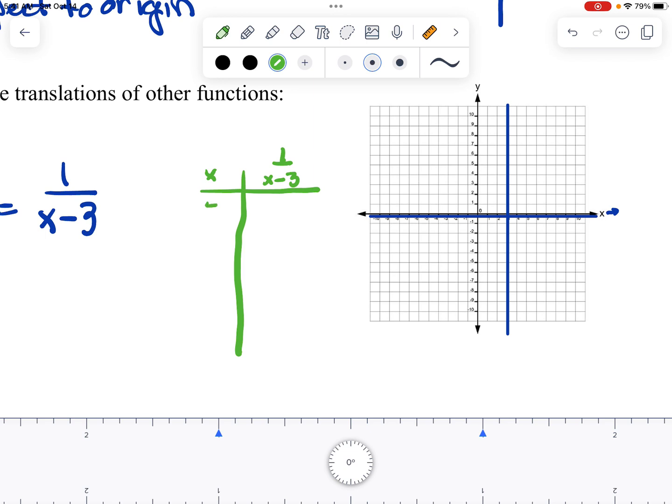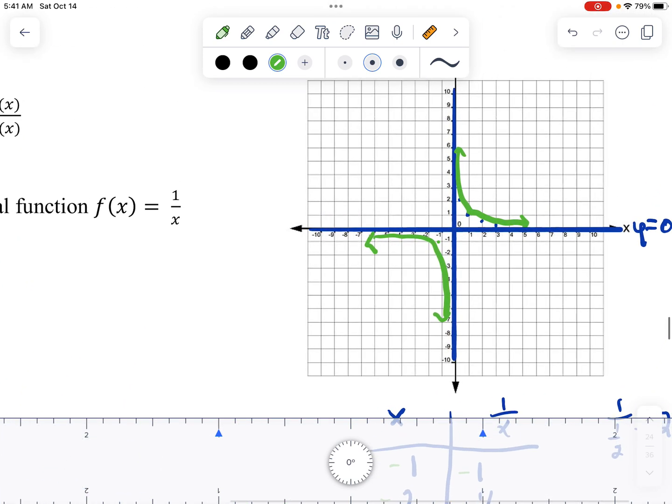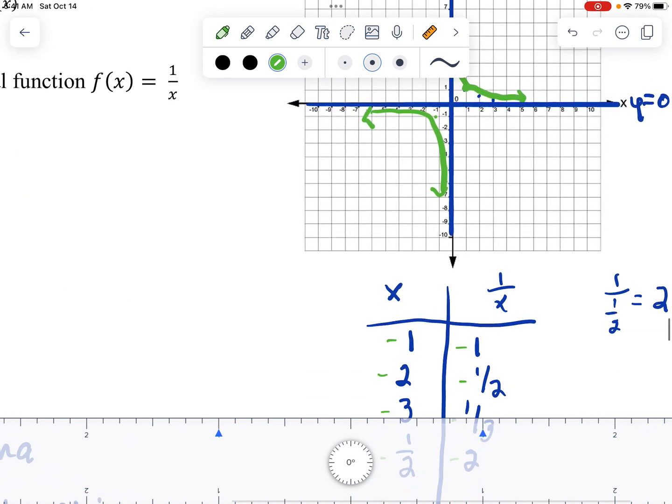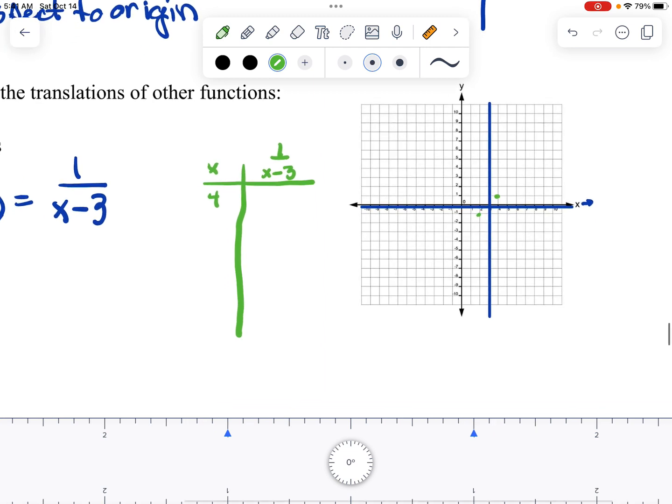But if I plug in 4, 1 unit to the right of where my asymptotes cross, well, if we look up here, it was over 1, up 1 to get to this point, 1, 1. The same idea, over 1, up 1, left 1, down 1. But you can plug in the points. 4 would give you 1 over 1, which is 1.